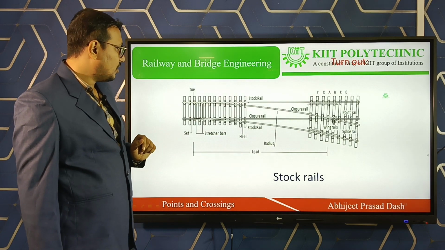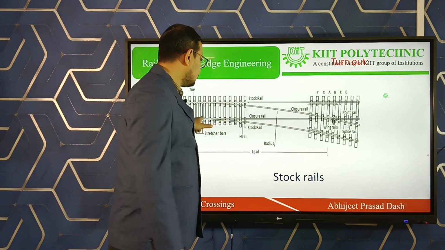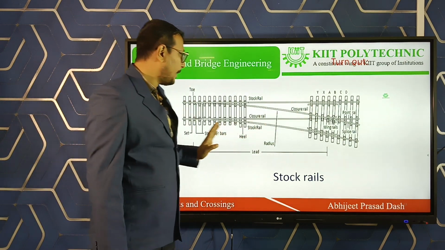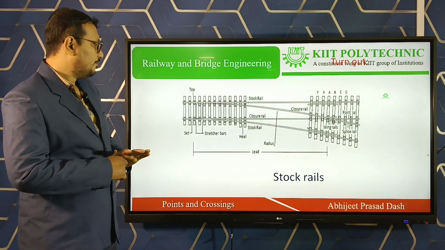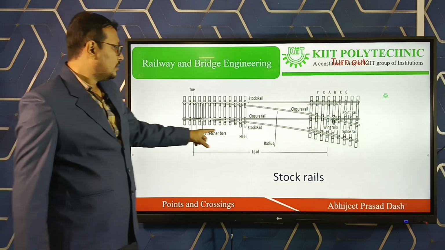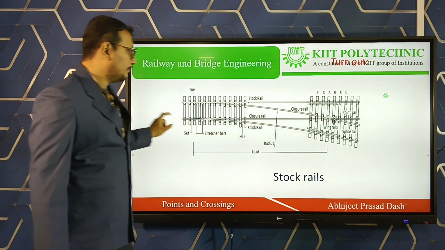You see stock rails, what is it? This is your stock rail or main rail, and you are diverting it by using this, your wing rails. Okay.